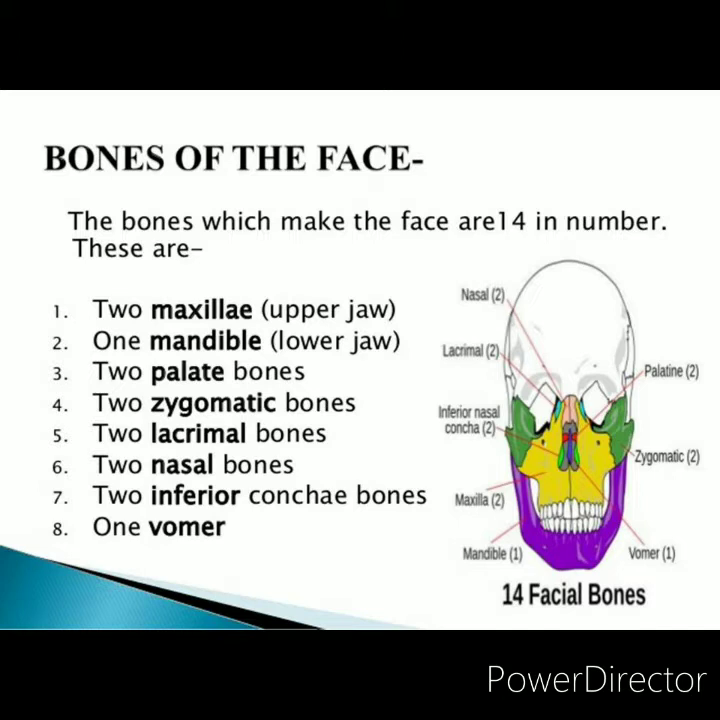So in total, how many can you find? In total we are having 14 bones in our face.